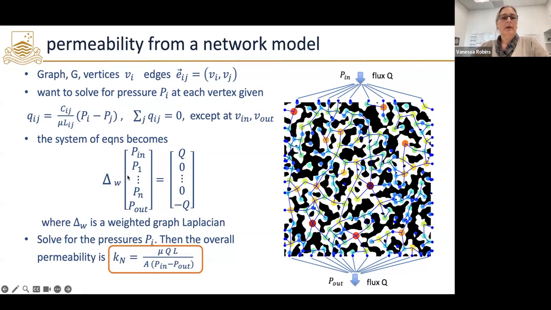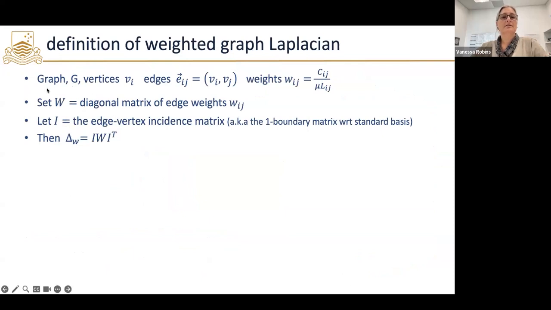So this matrix here that we get out of this physical equation is what we know as the weighted graph Laplacian. So that's kind of cool. And just to remind you, I've got a little note here. The weighted graph Laplacian is found as follows. We set up a diagonal matrix of the edge weights, and then we take the edge vertex incidence matrix, which anyone who works in persistent homology will know as the boundary matrix that maps edges to vertices. So that's pretty cool. And the graph Laplacian is then just I transpose, okay?